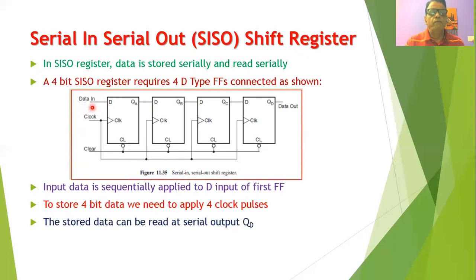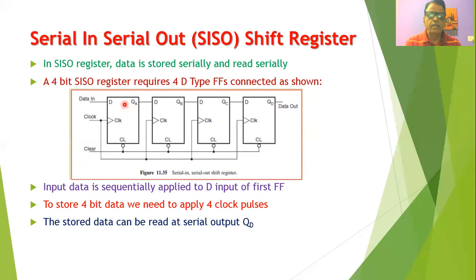Now, when we apply the second clock pulse, then we need to apply the second data input so that the first data input will get transferred to the second flip-flop and the second data input will get stored into the first flip-flop. So in this way, whenever we want to store the 4-bit of information, the data is shifted serially from one flip-flop to another flip-flop, and the 4-bit data can be stored in the register.